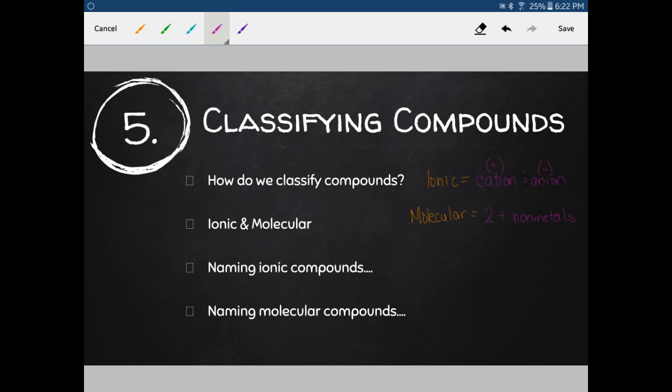Now that's important. Sometimes we generalize and say that ionic compounds consist of a metal and a nonmetal, and molecular is two nonmetals. However, I prefer to say that ionic compounds are a cation and an anion because that is a little bit more specific to allow us to incorporate polyatomic ions in there as well. So we have to remember how to name ionic compounds and how to go from a chemical symbol to a name. So we have to go back and forth between those. Same with molecular compounds.